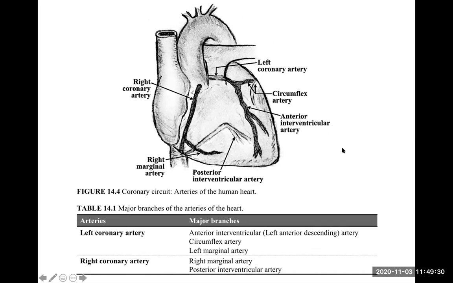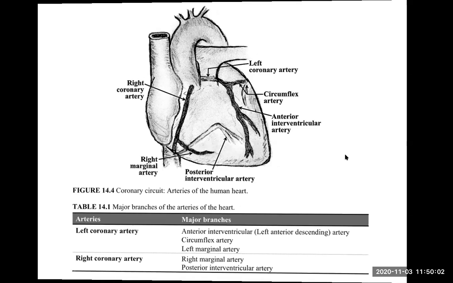Here is a look at the major branches of the arteries of the heart. Here's the left coronary artery and how it will branch into the anterior interventricular artery. That's also called the left anterior descending, or LAD. This will be the site commonly blocked, which could lead to an infarction or a heart attack. The circumflex artery goes around the heart. Here's your right coronary artery and the branch off of that. So again, the coronary circuit, the heart itself, needs oxygenated blood to function, and these coronary arteries supply blood to the heart.